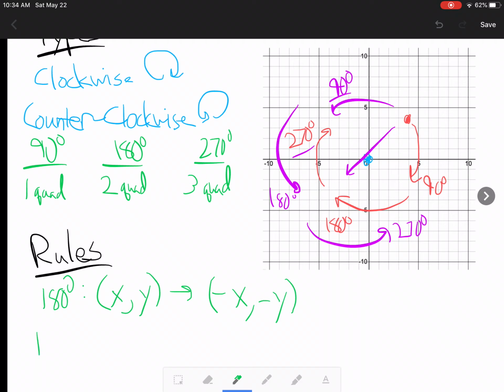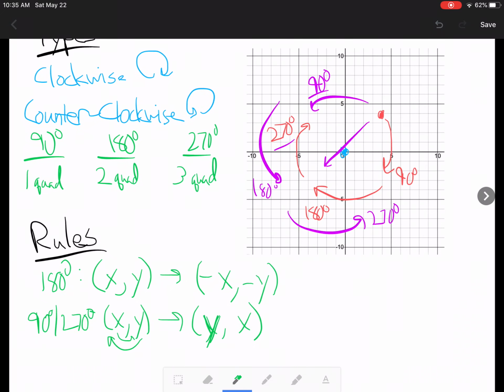Now, let's talk about 90 or 270 degrees. This one's a little more complicated. So this one, you take your x, y, and your first step is to then rotate the y and the x, or to flop them. So we end up getting y comma x. We're taking the numbers and we're picking them up and moving them to a different spot. So that's how we rotate it.